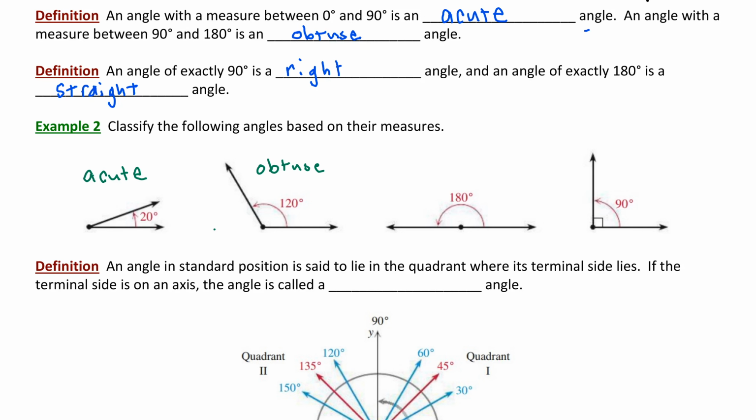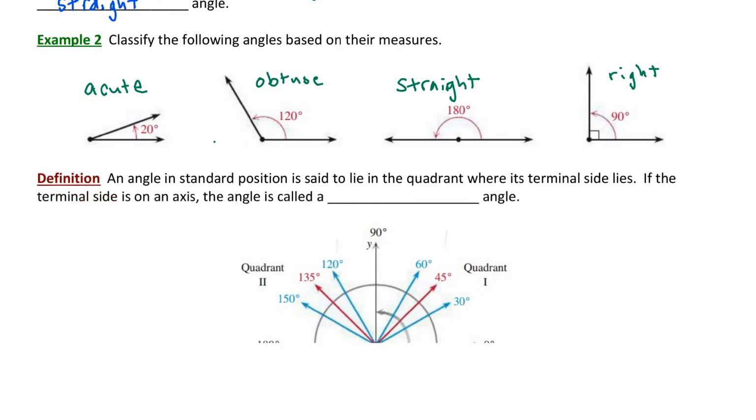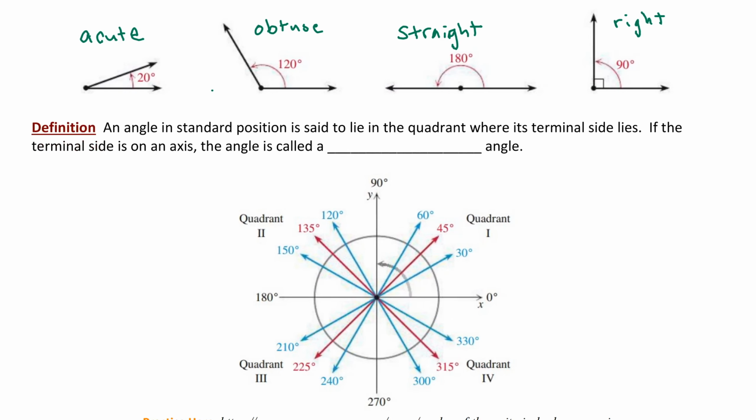The next example is exactly 180 degrees. We call that a straight angle, from the positive x-axis to the negative x-axis. And the last example there is a perfect 90-degree angle, so this is what we call a right angle. So we can easily classify angles based on their size.